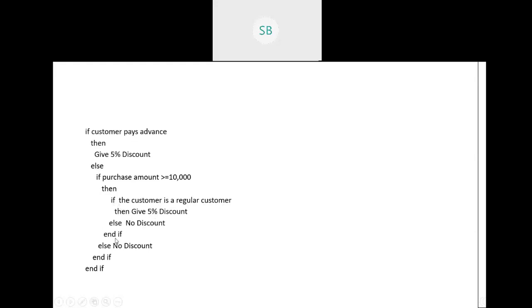Now you have started this if statement, so you need to end it, right? So you are ending this if statement here. Now, what about if purchase amount is greater than or equal to 10,000? Then only we move to the third condition. But what if it was no? Then obviously it's no discount, and we close this if statement with this end if.